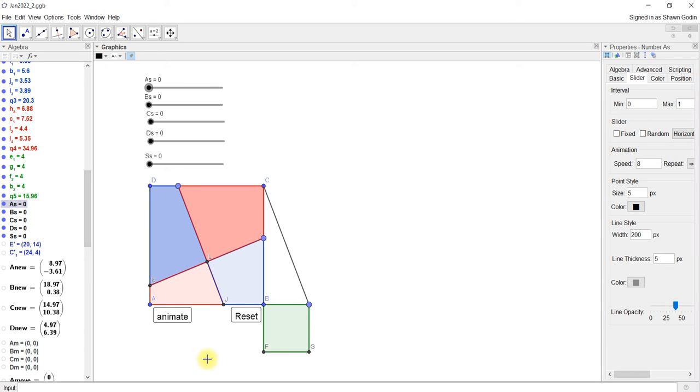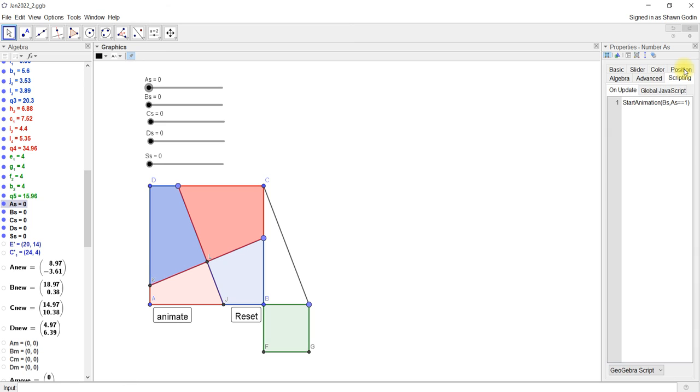In the scripting, because these are going to be tied into my animate button, I've put a little thing in here. This is a nice feature of GeoGebra where you can add these scripting things to some of your items, so that if you do certain things, you can write a little program that listens to that. So what I've done is I put this start animation BS kind of AS equals 1.